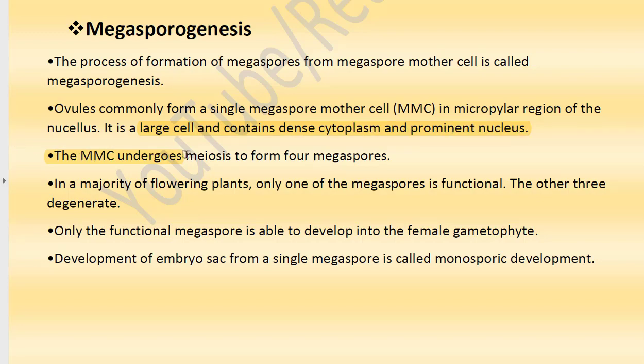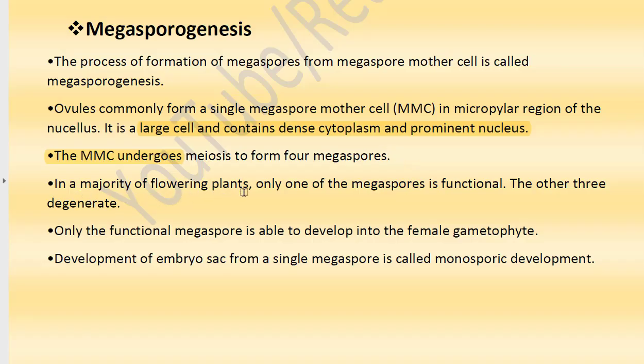Now the MMC undergoes meiosis to form 4 megaspores. In the majority of flowering plants, only one of the megaspores is functional and the other 3 degenerate. So what happens? इसके बारे में हम लोग आगे डिटेल में पढ़ेंगे. क्या होता है कि जो आपके MMC हैं, वो meiosis के बाद 4 megaspores, यानी कि 4 cell form करते हैं. Further, वो जो बाकी के 3 रहते हैं, वो सब degenerate हो जाते हैं और उन चारों में से सिर्फ एक ही आगे functional होता है. Only the functional megaspore is able to develop into the female gametophyte. Development of the embryo sac from a single megaspore is known as monosporic development.